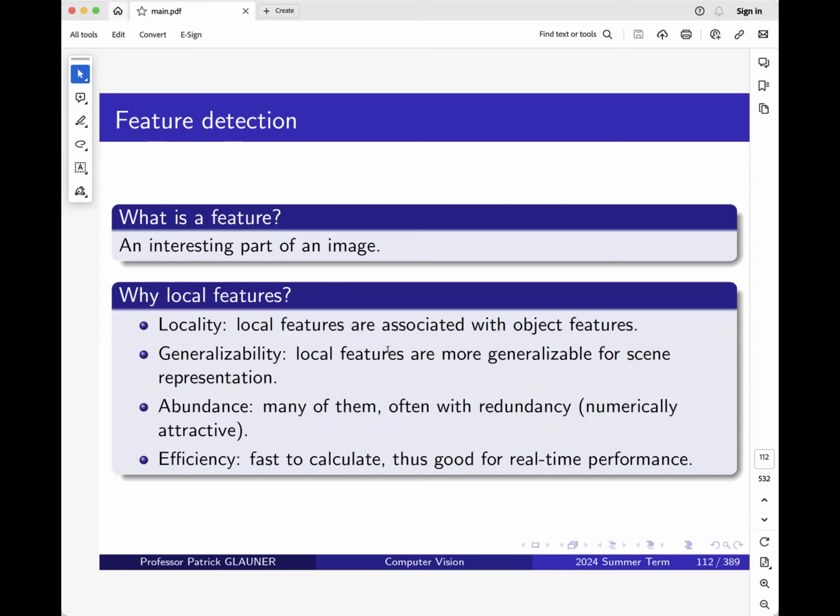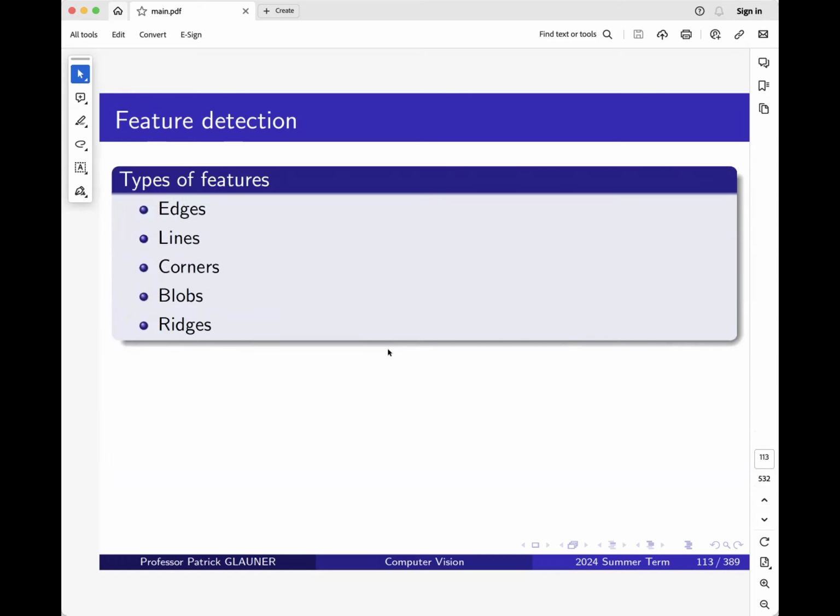Oftentimes, there are many features in an image, and they're somewhat redundant. And local features can be used in order to build more global features. So you can also build a hierarchy of features. And local features are typically associated with local parts or with objects in a scene. So overall, it's desirable that we learn features.